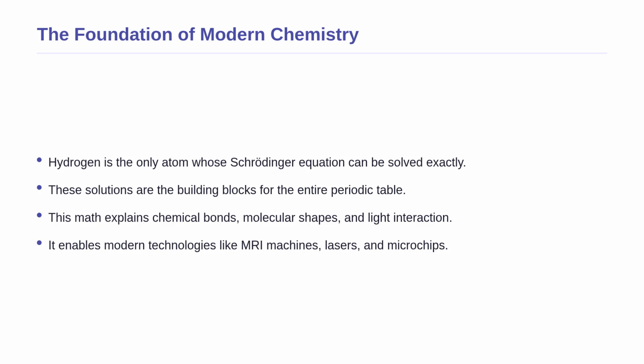So, we have proven that the Schrödinger equation accurately describes reality. This brings us to why this matters so much. Understanding the quantum mechanics of hydrogen is the absolute foundation of all modern chemistry and physics. Because hydrogen is the only atom simple enough to solve exactly, we use its mathematical solutions as building blocks to understand every other element on the periodic table. Without this, we would not understand chemical bonds, molecular shapes, or how technologies like MRI machines and semiconductor chips work.